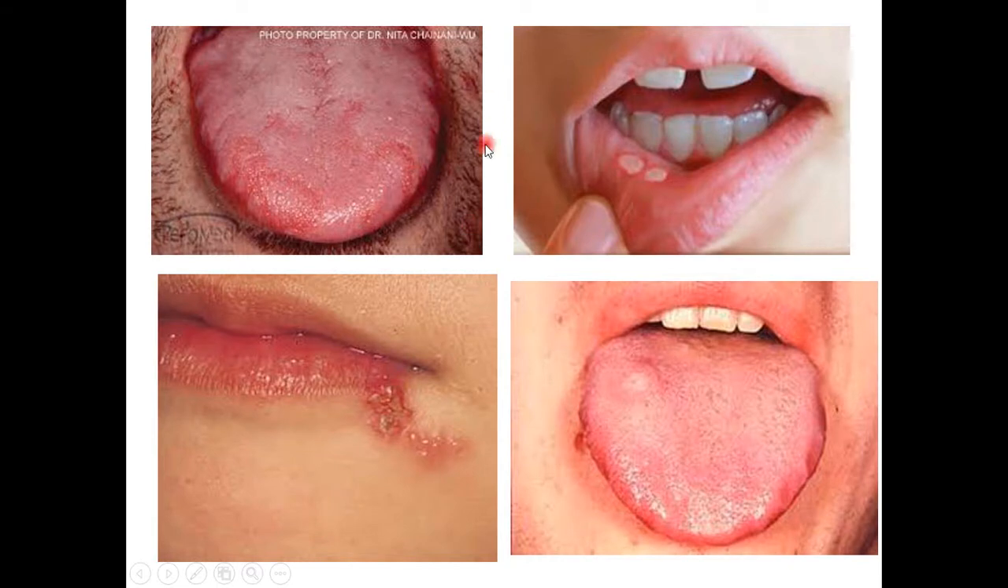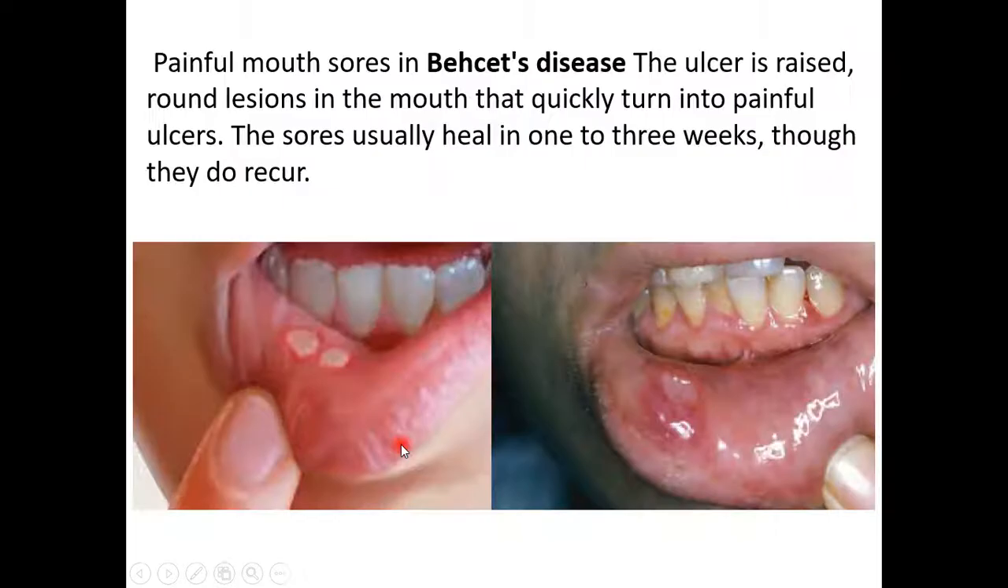This is a big tongue in patients with macroglossia, and this is also a big tongue in patients with hypothyroidism or acromegaly. And this is mouth ulceration, and here is the herpes labialis. Painful mouth ulcers or mouth sores in Behçet disease. The ulcer is a raised, round lesion in the mouth that quickly turns into painful ulcers. You get very painful ulcers in patients with Behçet disease, especially during eating or drinking, especially hot drinks. The sores usually heal in 1 to 3 weeks, but commonly they will recur. So the recurrence rate is very high in patients with Behçet disease.